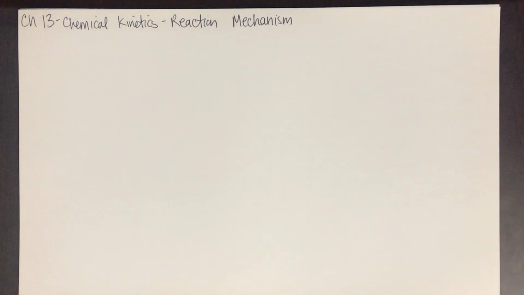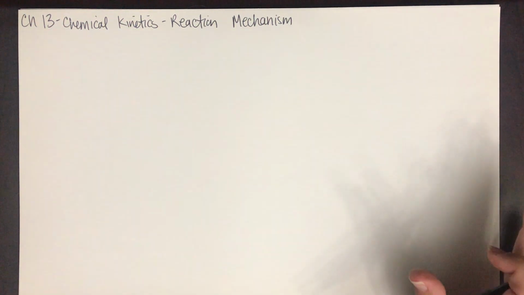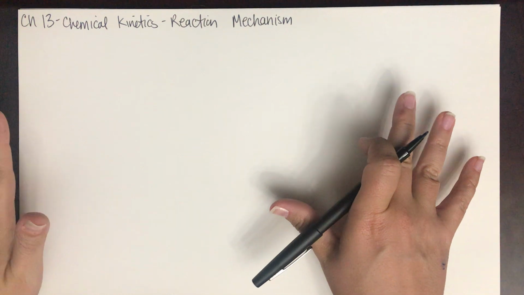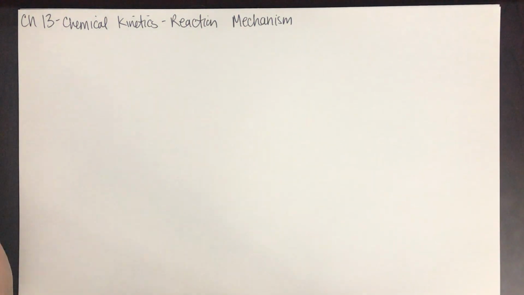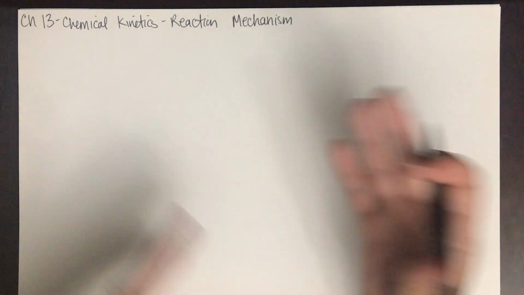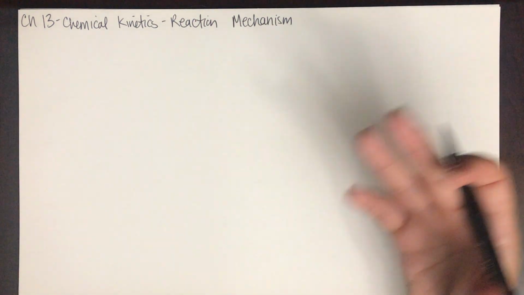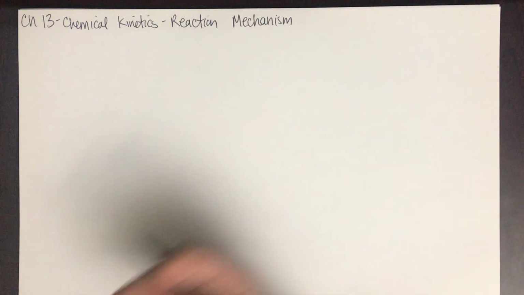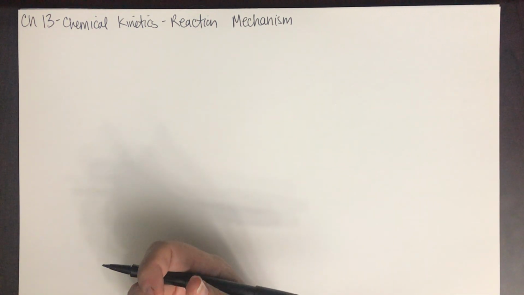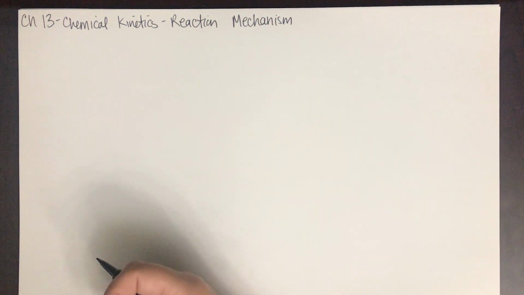All right, so let's talk about something called a reaction mechanism. When we look at an overall chemical reaction, we're really looking at the beginning and the ending of that chemical reaction, the reactants and the products. We're not looking at all of the molecular steps that are happening from those bonds being broken to the new bonds being formed. So there's a lot of steps that we are not seeing when we look at a chemical reaction.